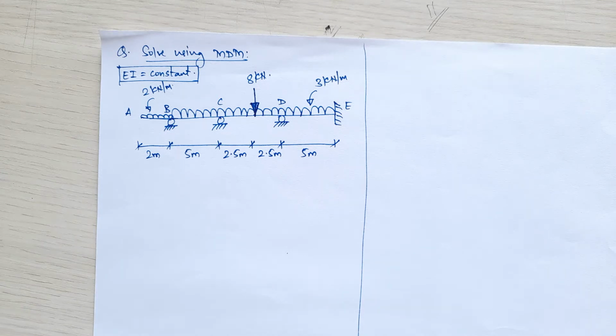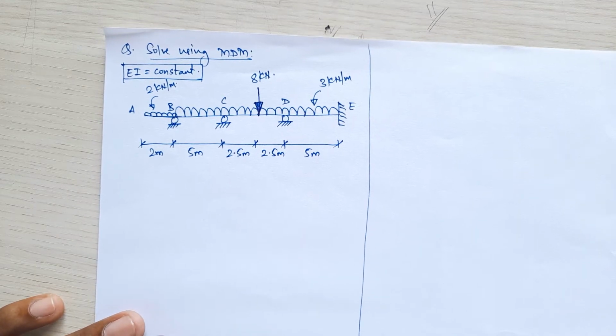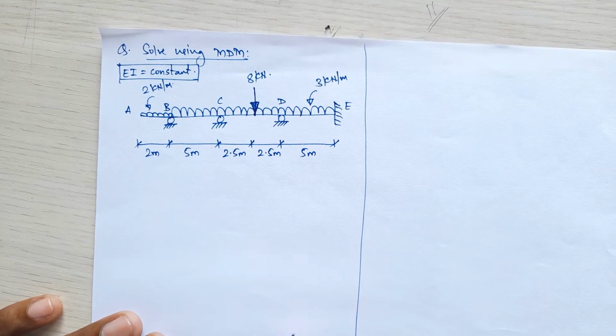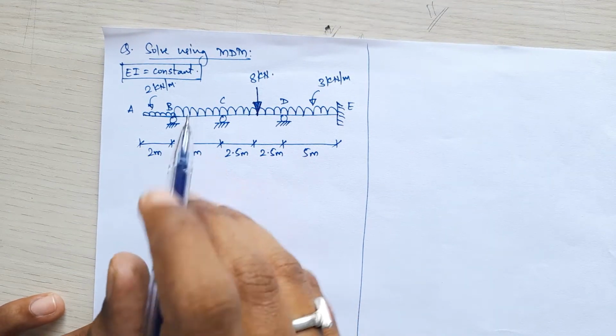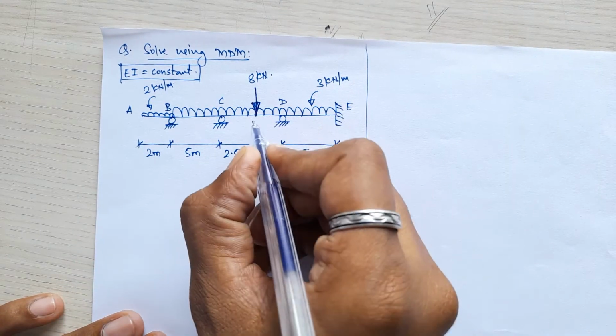Today we'll continue with your next numerical for moment distribution method. The change in this numerical is what? Loading is changed and here you are having an overhanging portion on the left side of the beam. If you see over here, a continuous beam A, B, C, D, E is given to you.